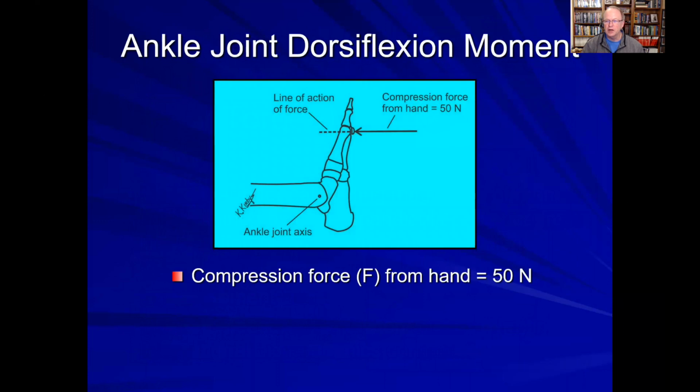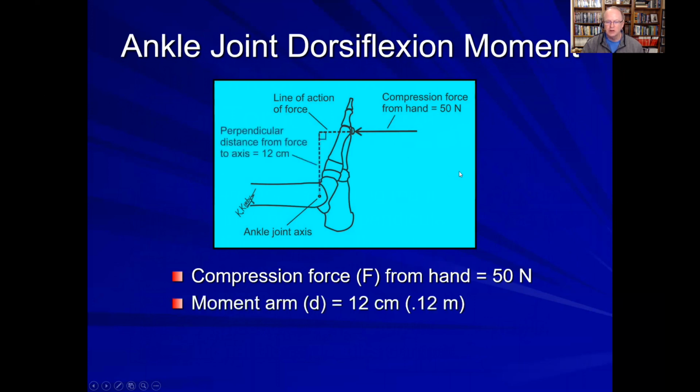So let's look a little bit at the ankle joint dorsiflexion moment. Compression force from the hand. Let's say this is the foot lying on a table. Here we have the tibia, talus, and the rest of the skeleton viewed from lateral, and we're measuring ankle joint dorsiflexion. So let's say we push on the bottom of the foot at the forefoot with our hands with 50 newtons of force. That gives us our force. The moment arm is measured to be 12 centimeters, the perpendicular distance from that force vector to the axis of rotation of the ankle joint.